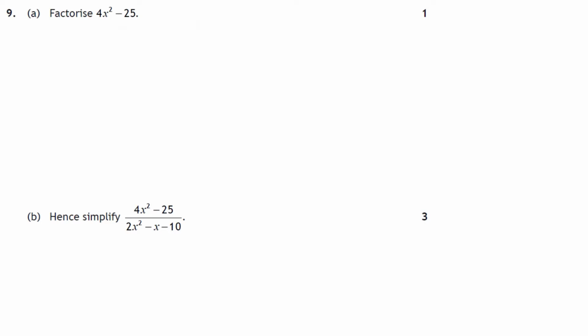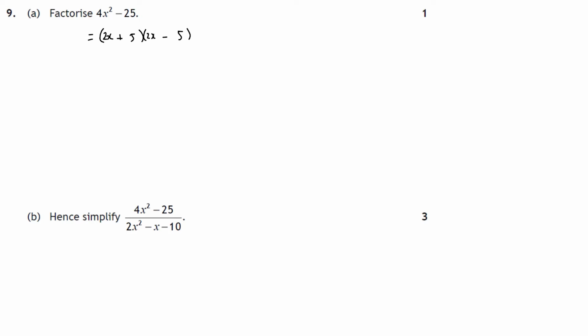Next one, question 9. Factorise 4x squared minus 25. So we're looking for a common factor. There's no common factor there. It is only a 1 mark question. So we're looking for difference of 2 squares. So it's going to go into 2 brackets. Same terms at the beginning, 2x and 2x. Same terms at the end, 5 and 5, 1 plus and 1 minus. And that's the factorised form.